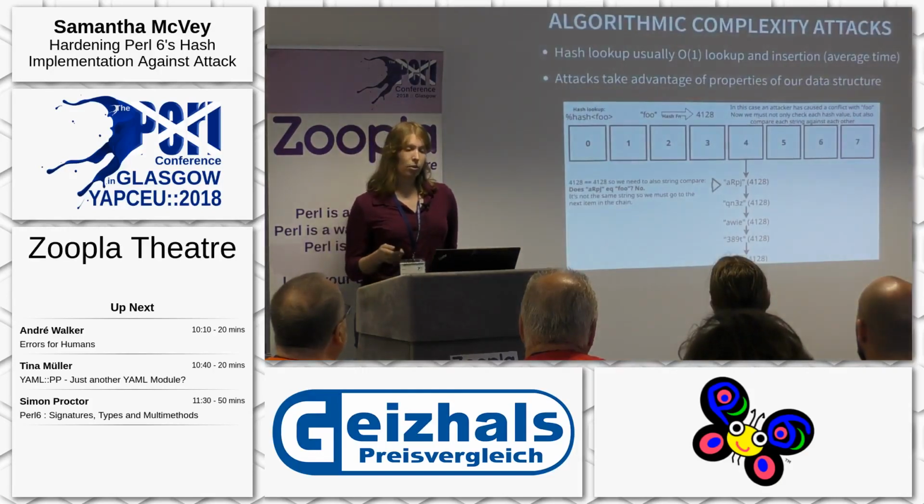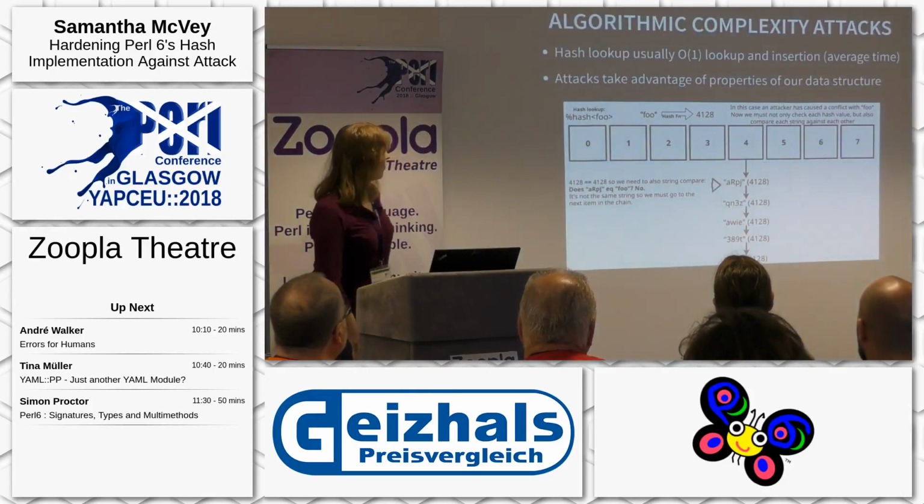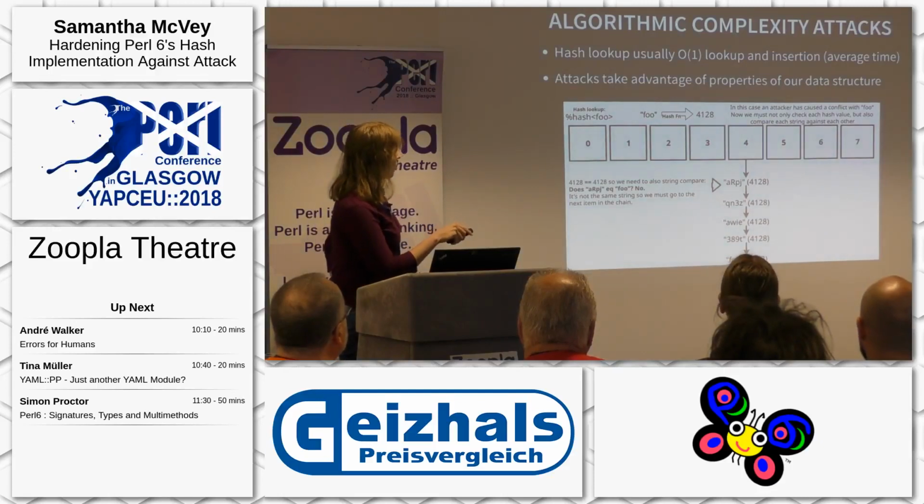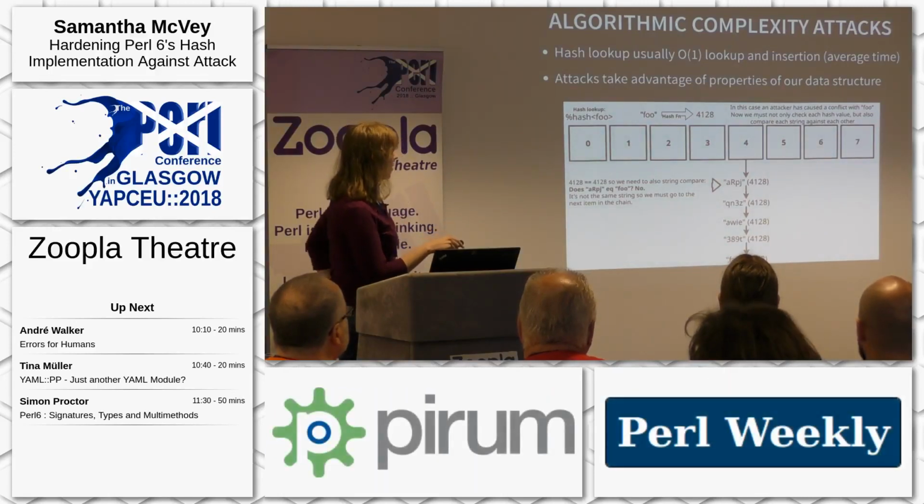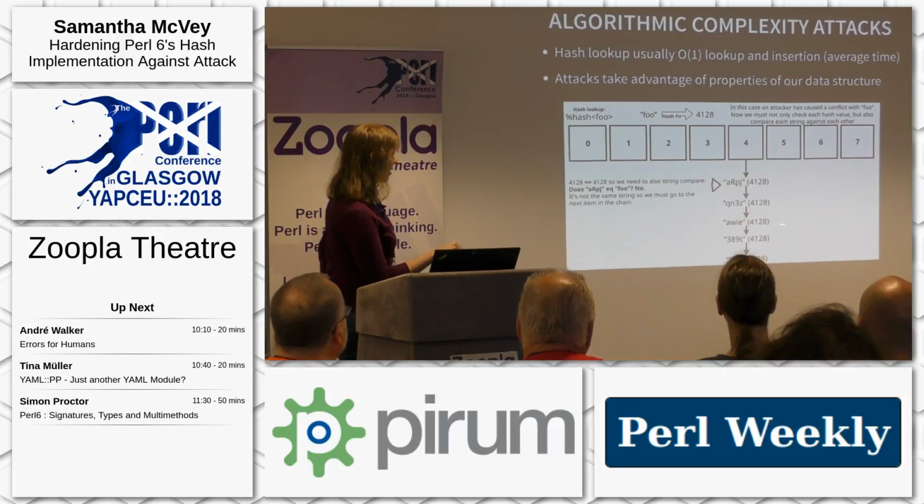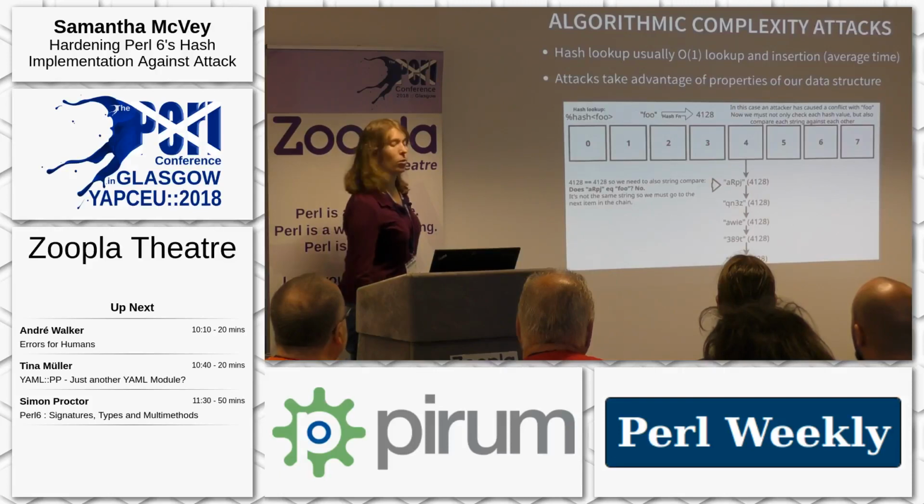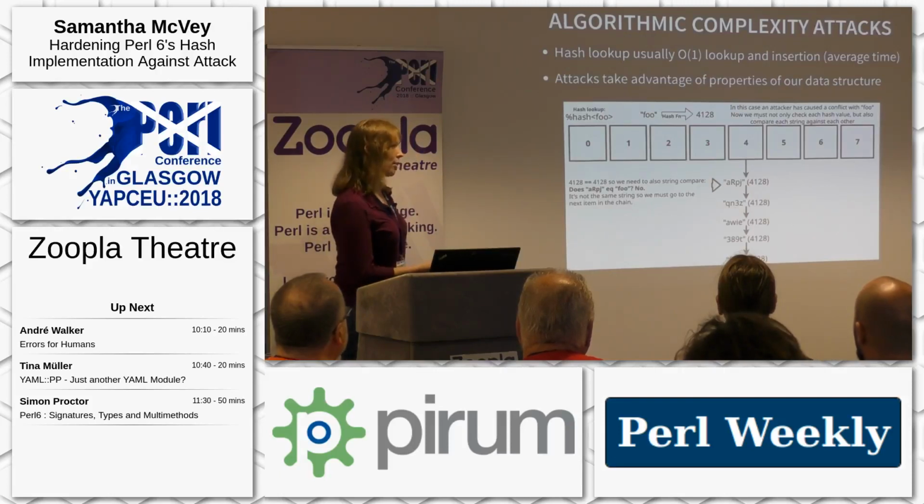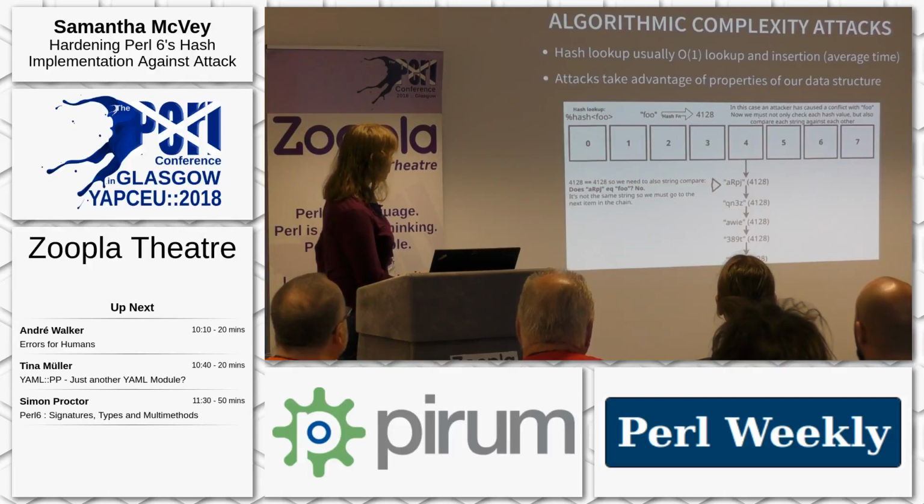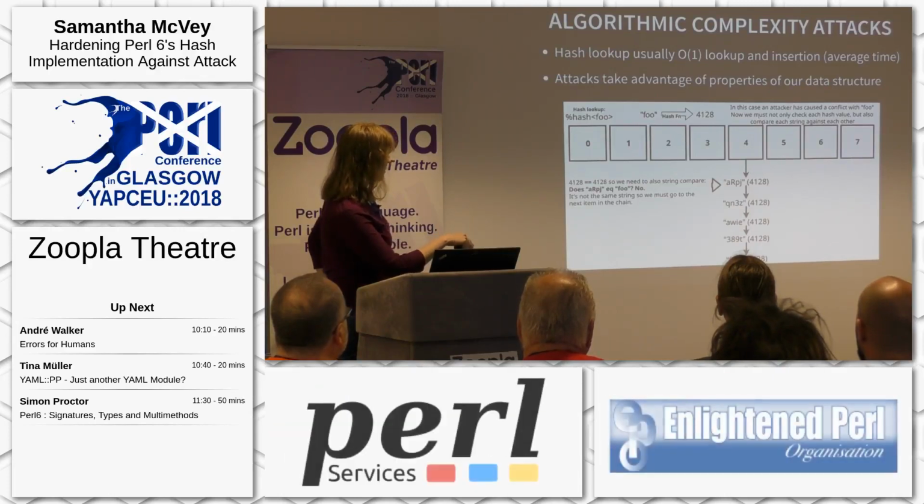So let's go forward. In a lot of these attacks, usually lookup and insertion is O(1) on average, assuming your chains don't get too long. And the attacks take advantage of the properties of the data structure. So the attacker would basically make, like in the file folder example, all the file folders have the same name, and you'd get these very long chains, and it would defeat your entire use of hashes and make it slower than an array. And I'm going to go over some of the smaller attacks.